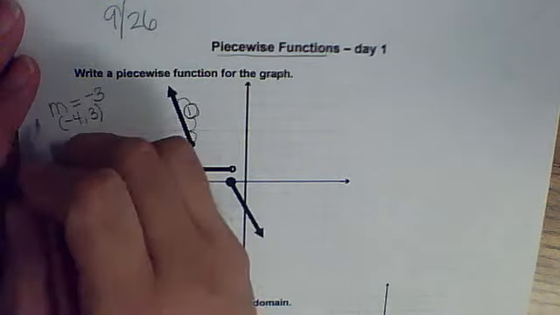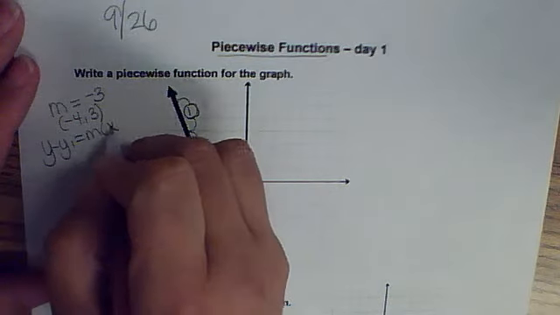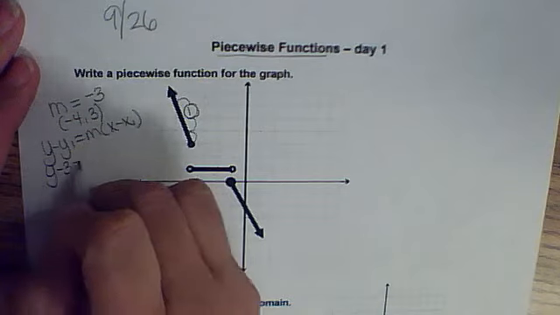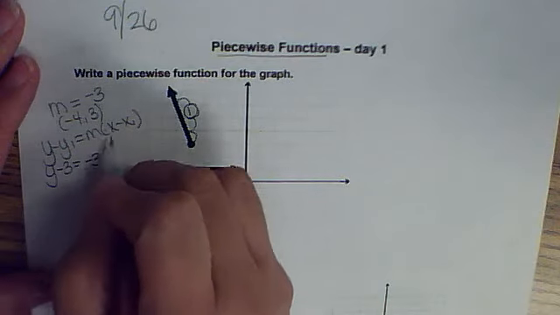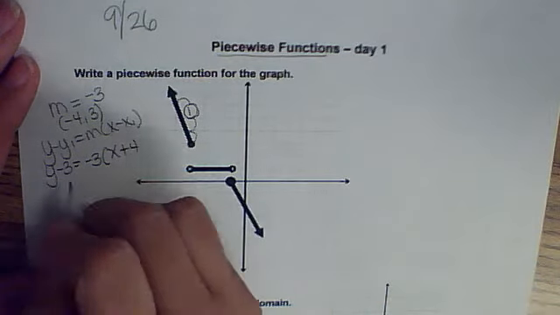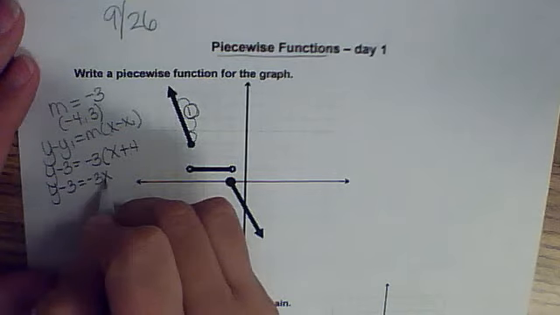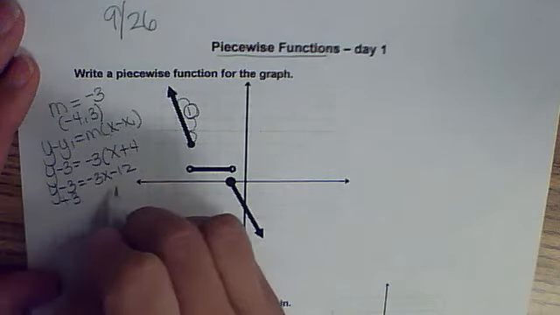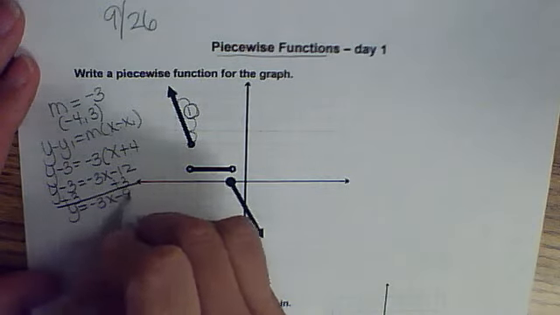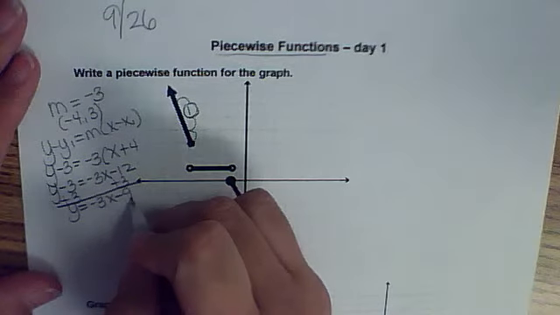I'm going to take those two pieces of information, I'm going to plug them into y minus y1 equals m times x minus x1. So y minus y1 means y minus 3, m is -3, x minus x1 means x plus 4, because negative makes the plus. Then I distribute that -3, and I add the 3 to both sides. So the equation of this line is y equals -3x minus 9.